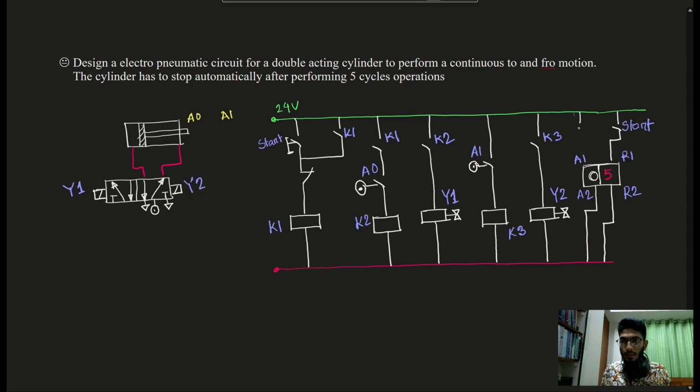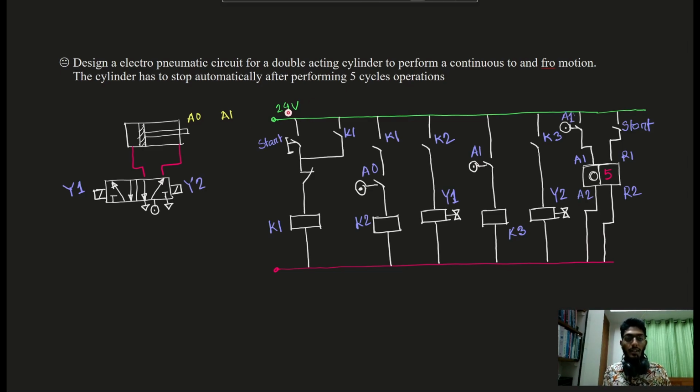Now there will be a make switch and it will connect to A1. So this limit switch actually will sense the A1 position, right?